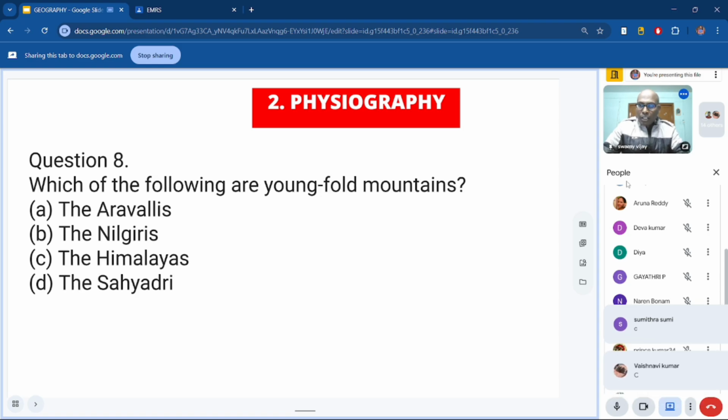Question number 8. Which of the following are young fold mountains? The Aravalis, the Nilgiris, the Himalayas and the Sahyadri. Which of the following are young fold mountains? Option C, correct. Himalayas are the young fold mountains.